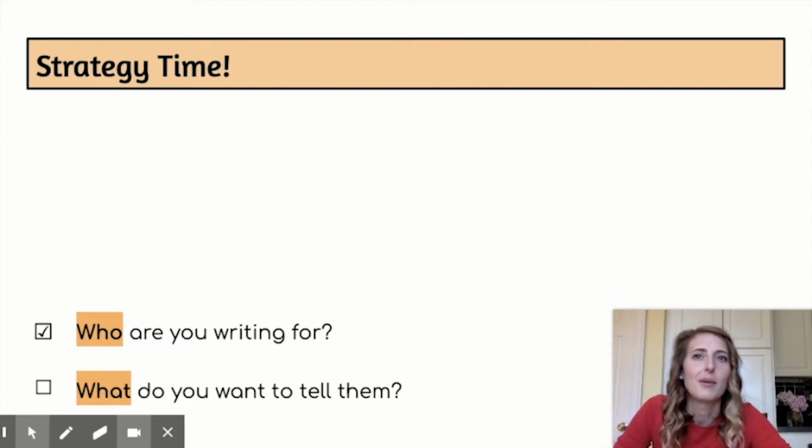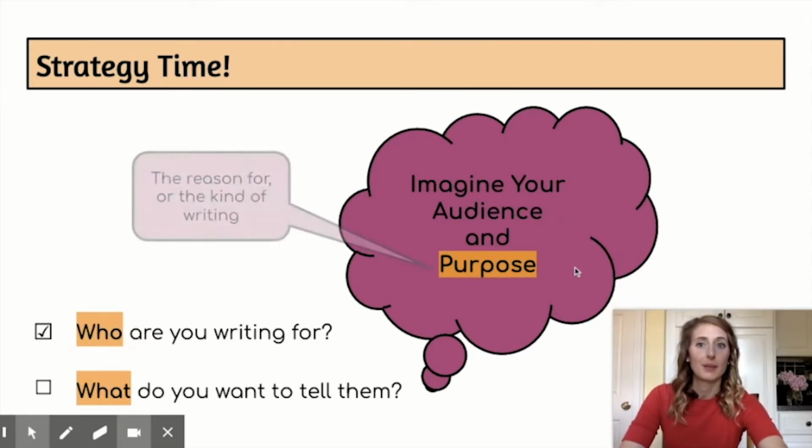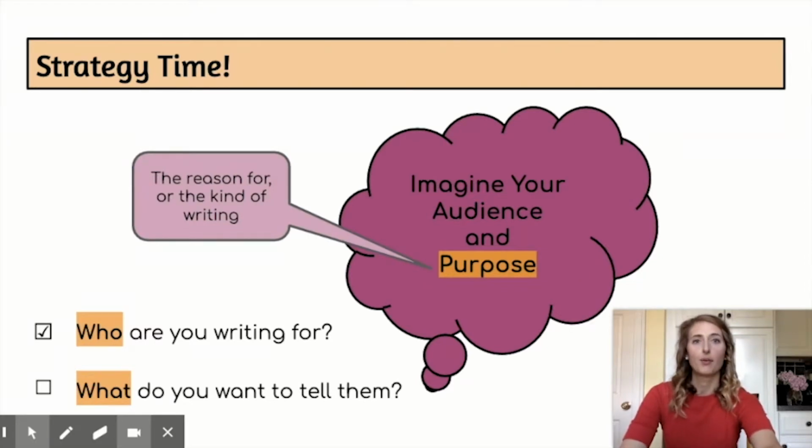Well, I know my mom likes stories, so I'll write a fiction story for her today. That's the kind of writing I will be doing. If we were writing something for science class, we would write a nonfiction or information piece. But let's all write stories today, okay? Will you do that with me? Awesome. I'm not going to leave you hanging. Now that we've selected our audience and imagined our purpose or the reason for our writing, we can start to write. Ready, set, go.